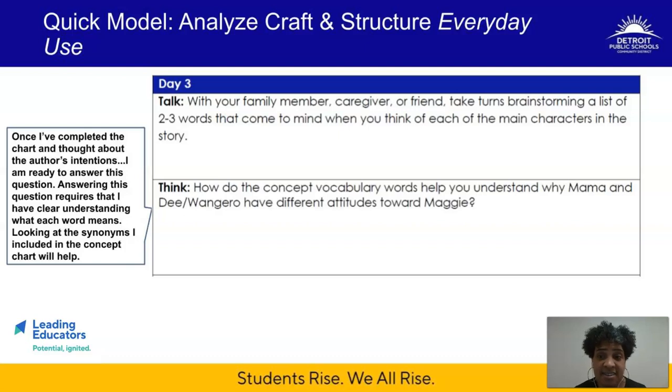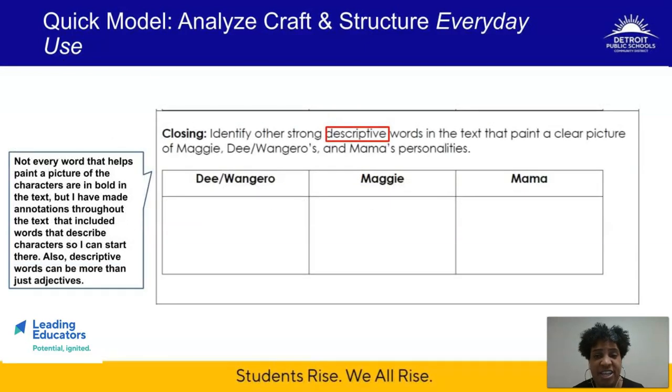And then, once you've completed that chart, I want you to think about the author's intention behind using those words as you're answering that think question. Both of those items, the write section and the think section, along with coming up specifically with synonyms, are all going to set me up for the closing section today.